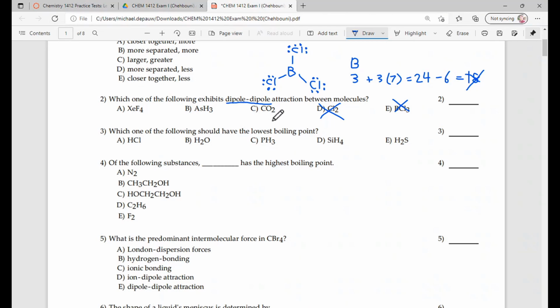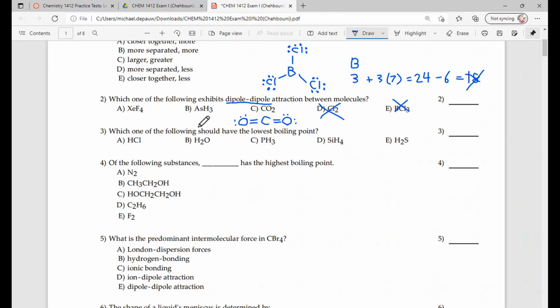Carbon dioxide, I'm going to go ahead and speed through a little bit. Carbon dioxide is C double bonded to O, double bonded to O. If you drew the Lewis structure, it looks something like this. Central atom, no lone pairs, bonded to the same outer atoms. Is that polar or non-polar? Non-polar.